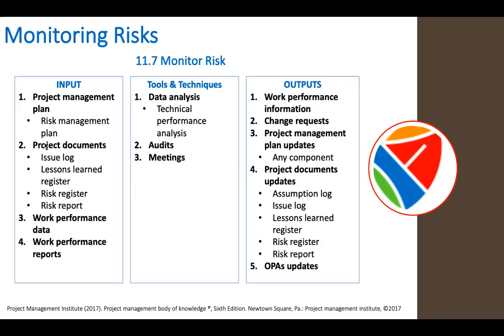Right? And we can see this chart again. If you go to the Project Management Body of Knowledge, you'll see monitor risk will have inputs like risk management plan, project documents, work performance data, and work performance reports. We will have some tools and techniques like data analysis, such as technical performance analysis, audits, and meetings. And outputs will be work performance information, change requests, project management plan updates, and project document updates, where we'll have assumption log, issue log, lessons learned register, risk report, and OPA updates.